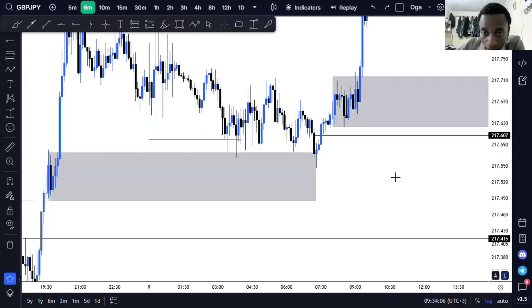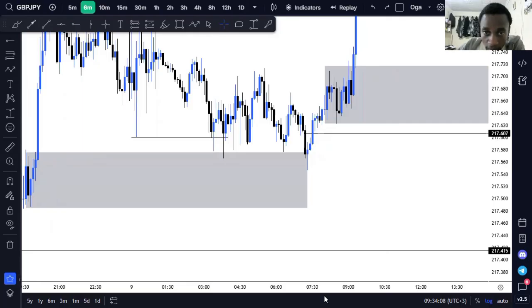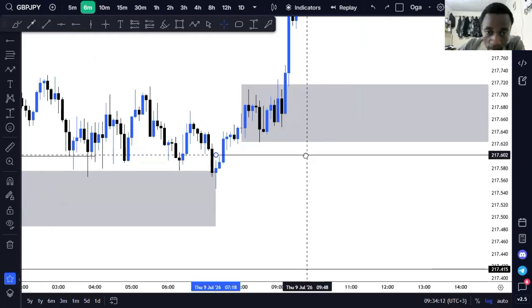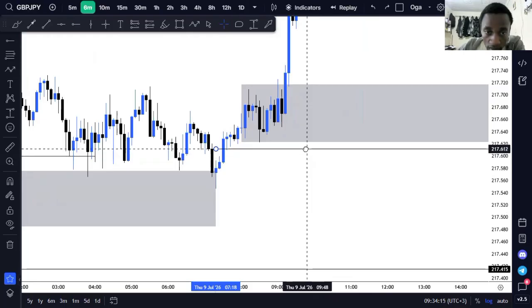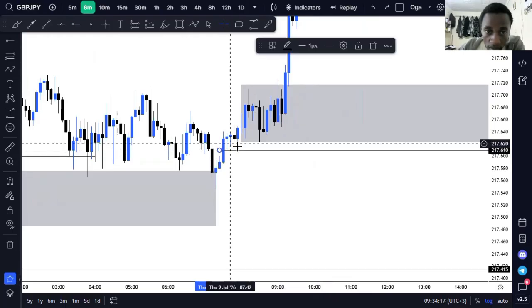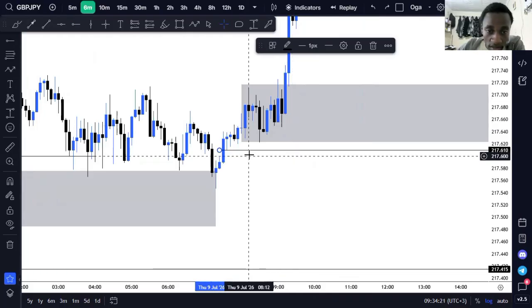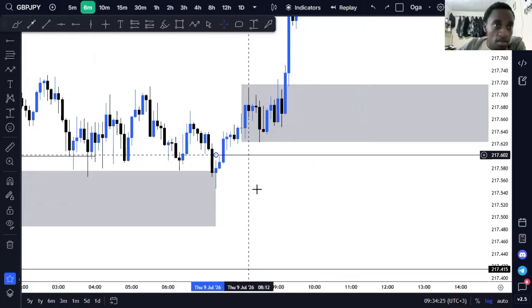So maybe as it pushes lower, we can come to this area here, because you see there's a structure here. I pulled back and took it, but it hasn't touched or reacted to this point. So let's check on 5.